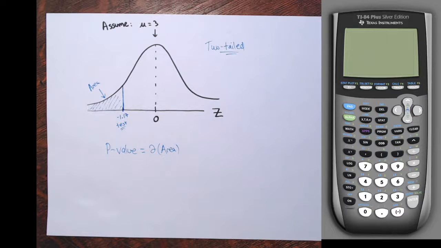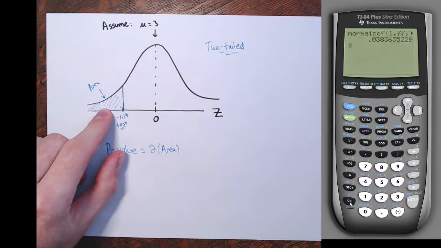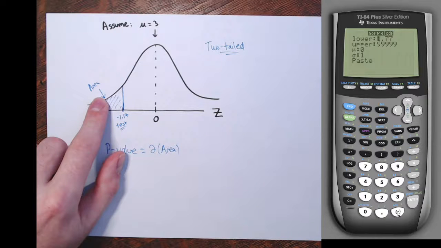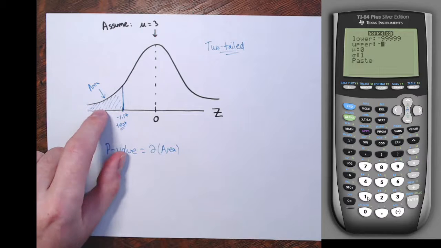If it was to the right of the mean, I'd find the area to the right and then double it. All right, so let's find this area to the left of this value. Hopefully you remember how to do this. Second distributions, normal CDF, to find areas under normal curves. There is no left bound here, no lower value, so I'm going to put a big negative number: negative 9, 9, 9, 9, 9, and another 9, why not? And then the upper value in this region is negative 1.17. Please be sure to use the negative sign, not the minus sign, which is only good for subtraction. Then mean 0, standard deviation 1. This is the standard normal.